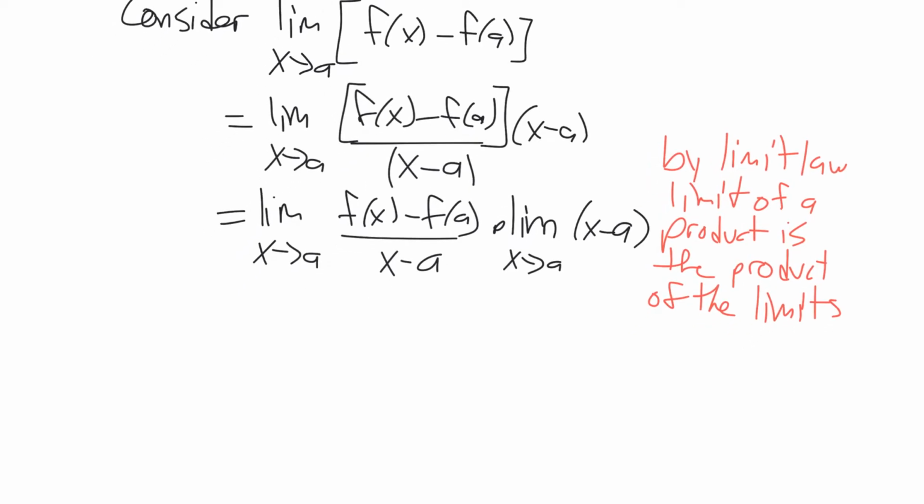Well, let's go ahead and look at each one of these limits. The first limit, we know it exists. It equals f prime of a. And the second one, because it's a polynomial, we're allowed to just plug it in as a minus a.